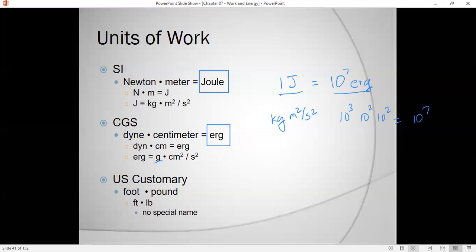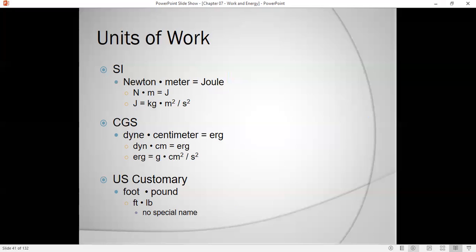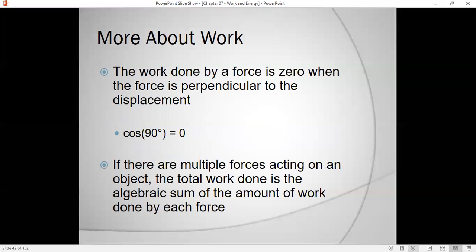For US customary units, the foot-pound, gosh, I don't even know what the conversion is for that. A pound is a much larger unit of force than the Newton. The foot, of course, is a smaller unit of movement than the meter. So putting them both together, my guess is the foot-pound is slightly more than a joule, but we really don't use that. It's confusing because a foot-pound actually becomes the unit for torque later on, and torque is different from energy. Okay, more about work.